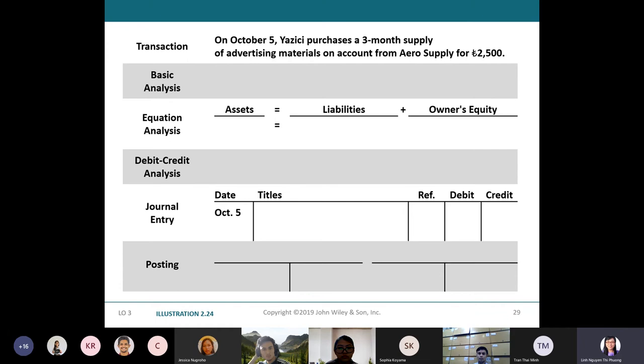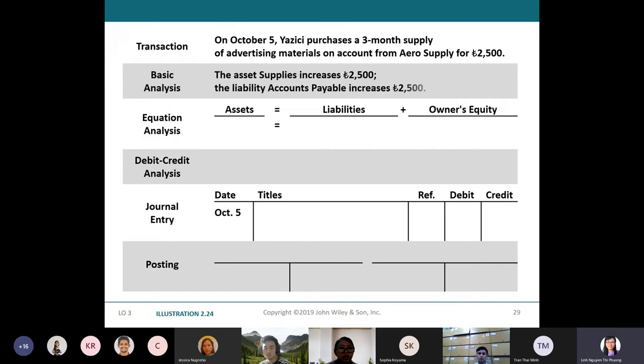Okay, Sophia, we buy supplies. So what happened, Sophia? The supplies increase, by $2,500. Good. What else? Did we pay cash? Yes, we paid cash, so cash decreases. Wait, are you sure we pay cash? Oh no, it's on account. So what increases? Accounts payable. Accounts payable increases, good.